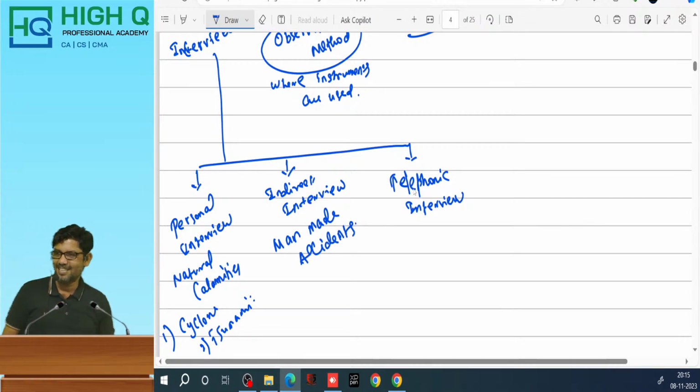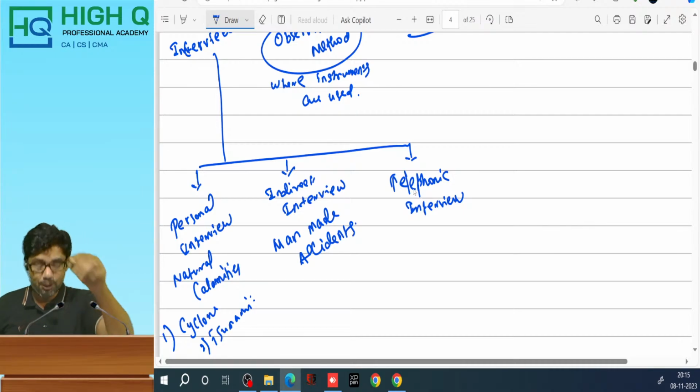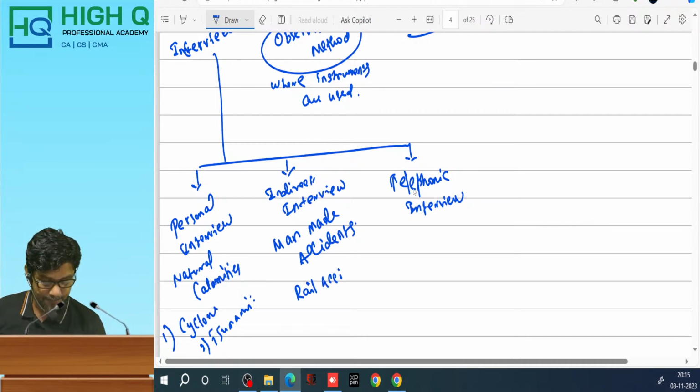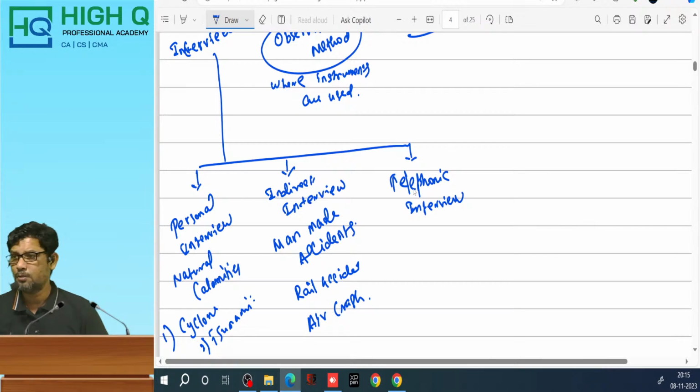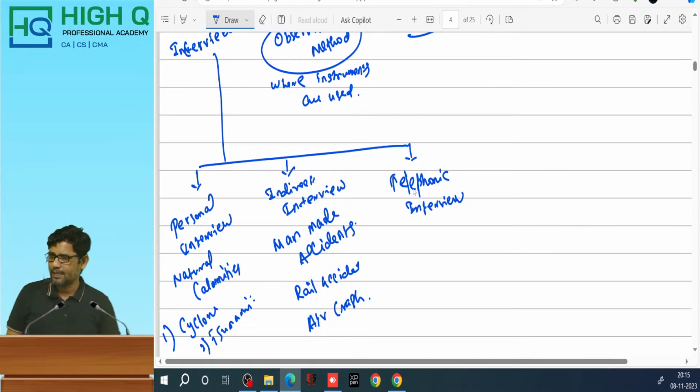Man-made accidents. See, the first one, natural calamity, is not in your hand, but man-made accidents are in your hand. So during man-made accidents, whatever information we collect is the indirect method. So I can say railway accident, air crash, bus accident, anything. Now in an air crash, survival is very difficult. The air crash survival rate is very low.